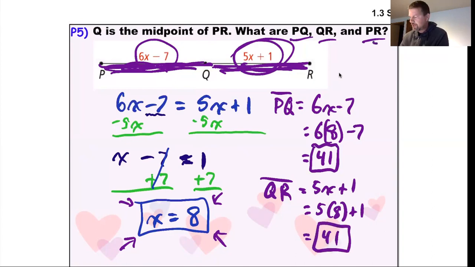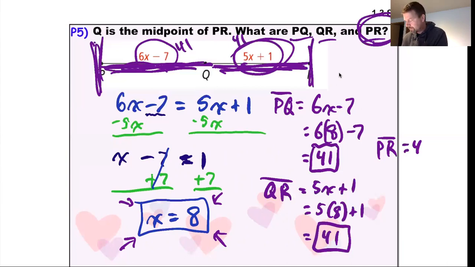The last one it asked for was PR. PR starts at P and goes all the way to R. But if I know this left-hand side is 41 and that right-hand side half is 41, well, 41 plus another 41, that's going to be 82.